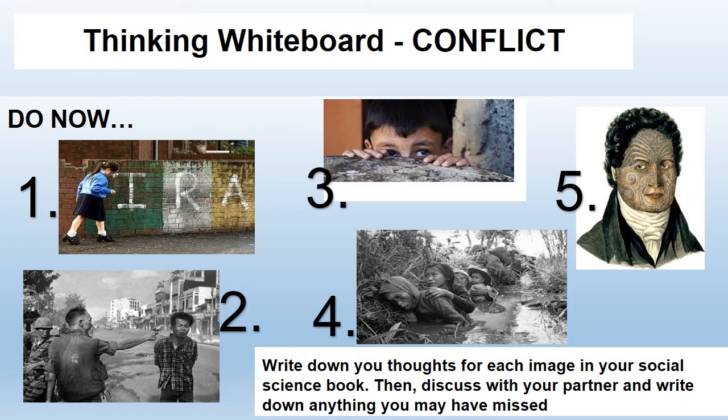Okay, the 5 images below. Once I've gone through the explanation, you'll need to pause the video so you can do this. I want you to write down your thoughts for each image in your social science book. So 1, 2, 3, 4, and 5. And you need to label them like that so we can refer back to them.